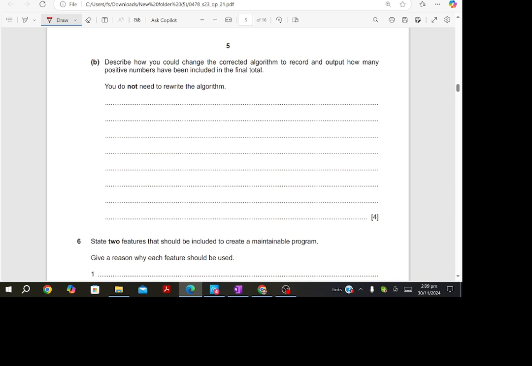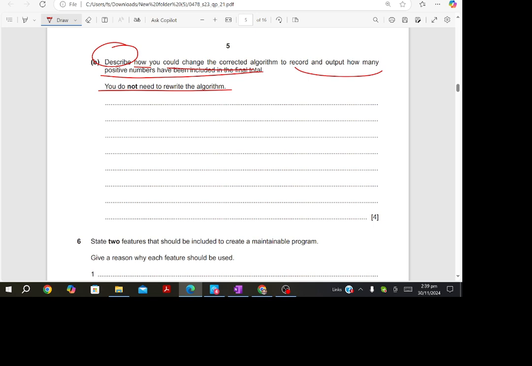Now they have said that you have to make changes to an algorithm. Describe how you could change the corrected algorithm to record and output how many positive numbers have been included in the final total. For that you can make a few changes, if number is greater than 0. But here the question was describe, which means you do not need to write the code or the algorithm, you have to specify in English how we are going to make changes to it.